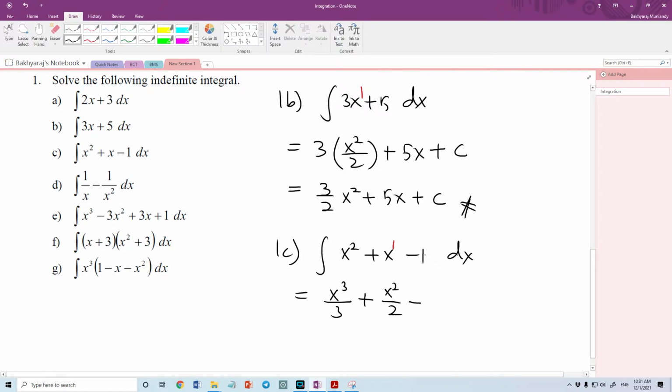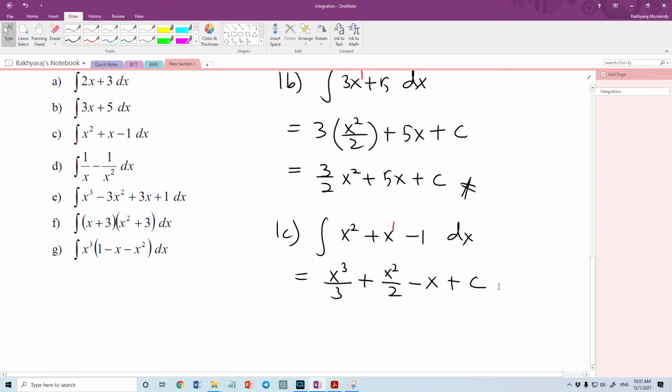Minus 1 means minus 1 times x, so you get x, and plus c. So this is the last answer. Again, keep the constant in front. So 1 over 3 x power of 3 plus 1 over 2 x power of 2 minus x plus c is the last answer. Okay, this is the answer for 1c.